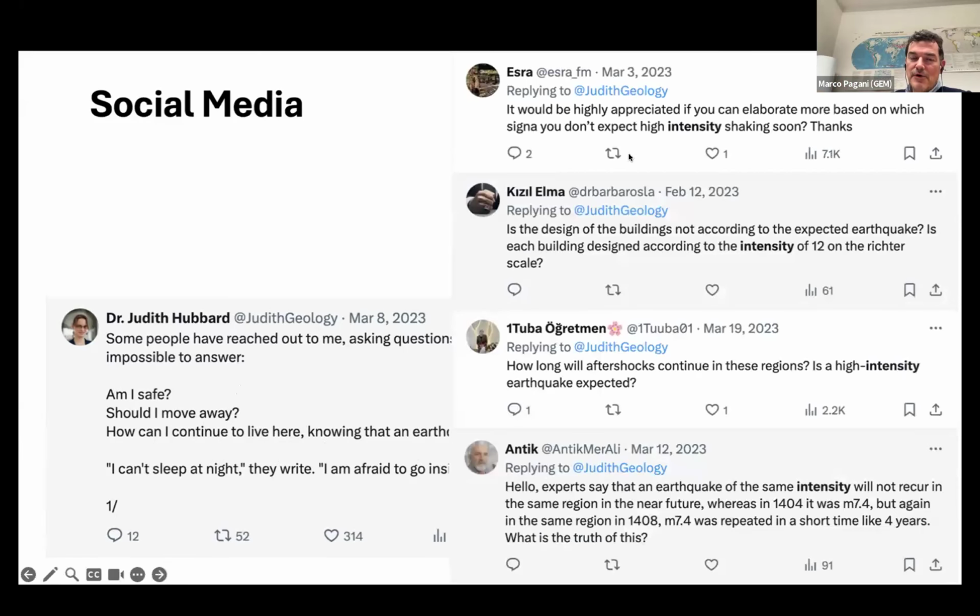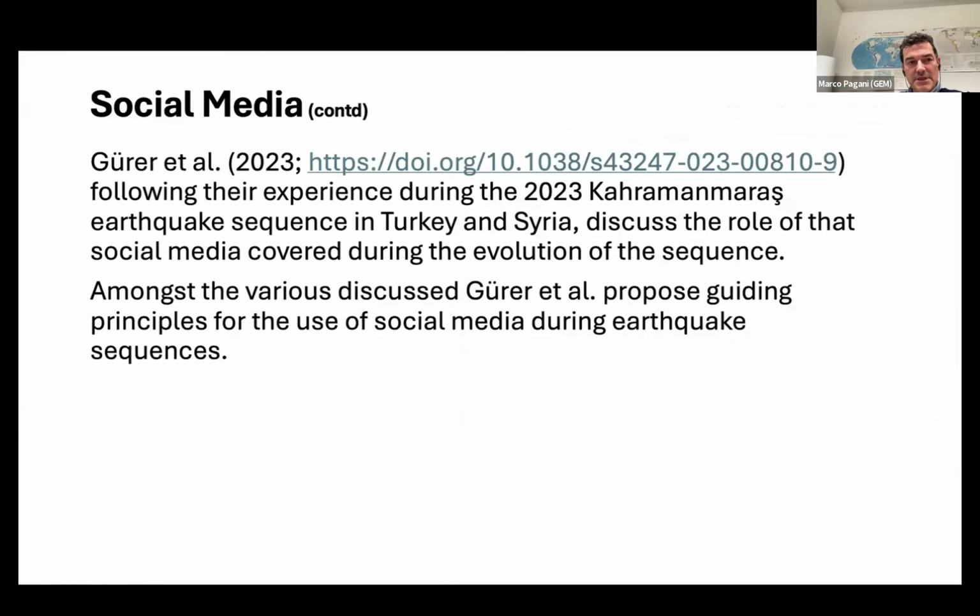And these are some of the tweets in which they were asking, how long will the aftershocks continue in these regions? Is a high-intensity earthquake expected? Is the design of the buildings not according to the expected earthquake? So basically asking if their buildings are safe or not. These are all questions to which you are exposed, where you are in the position of communicating and providing information to the public during a sequence.